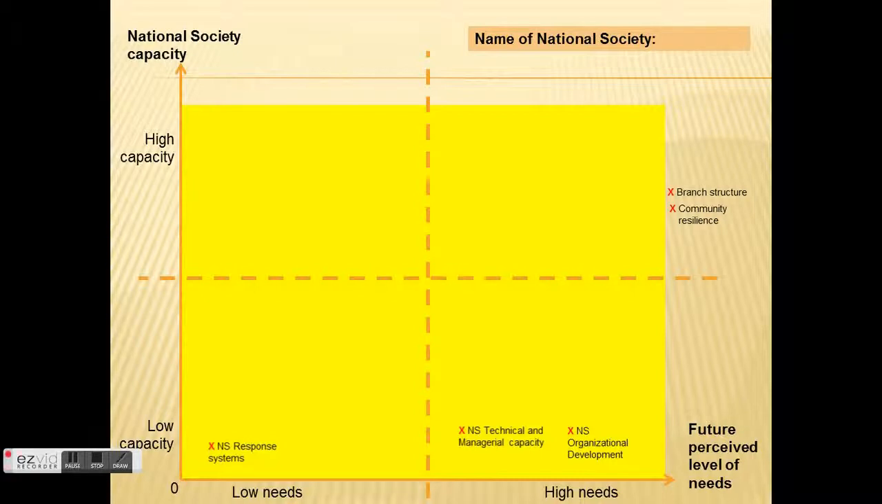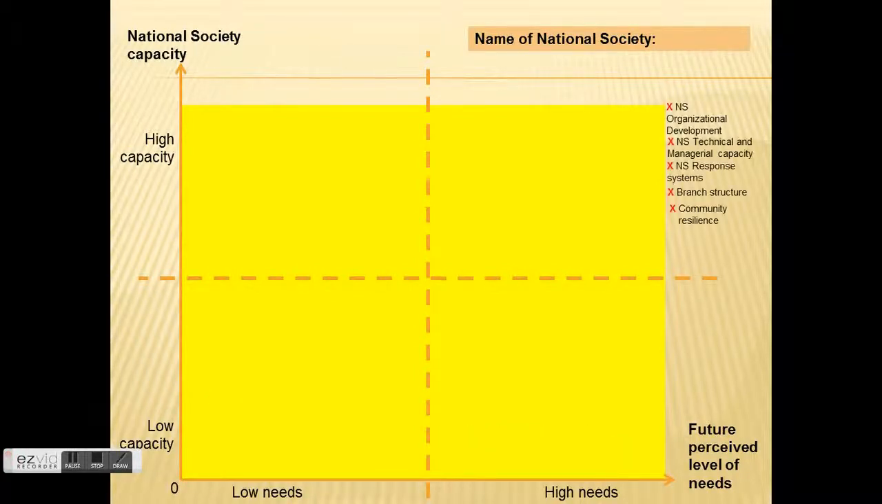And we'll do the same thing for branches. This is something a very weak branch structure, but also low priority within the national society. And then community needs are relatively limited compared to neighboring countries, perhaps because there's a strong involvement of the state through its government agencies. So the national society has not included community preparedness in its strategy. So we're talking about low capacity and low perceived needs. So we're talking about, as you can see, across the board, low capacity for this national society, but some they've identified as areas that they want to work on, and others where there's not as much interest.